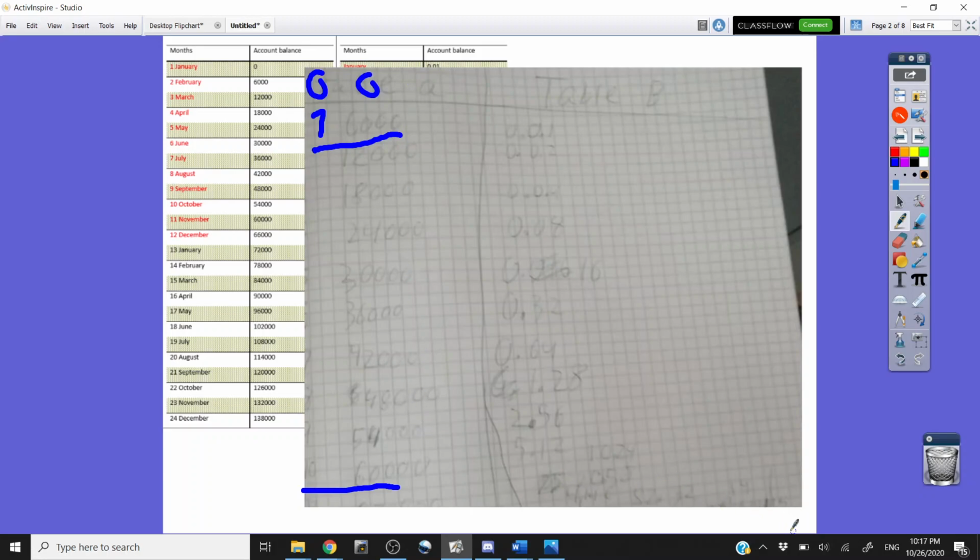But if I look at option B, down here they have 14, which tells me this is 13, 12, 11, 10, 9, 8, 7, 6, 5, 4, 3, 2, 1. This is month 1. The problem over here is that in month 1, you should have more money.